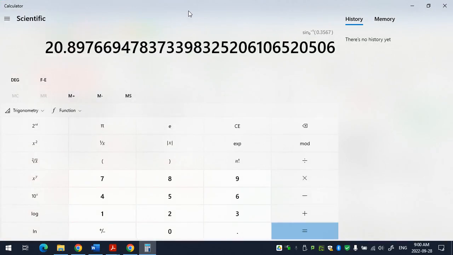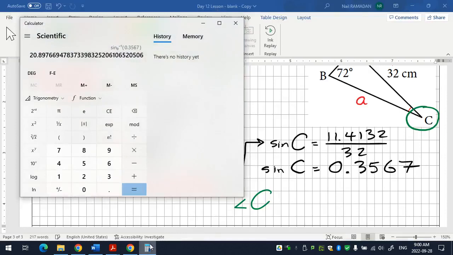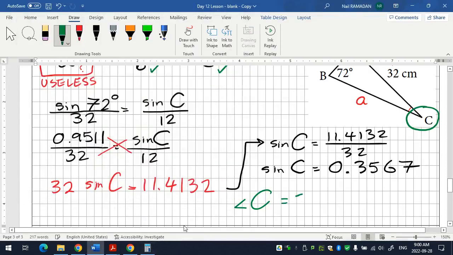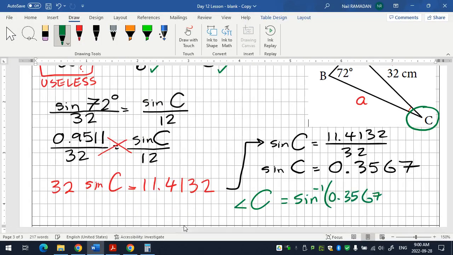I have yet to see a teacher who asks you to do decimals in angles. Nope, it's always whole numbers. Sine inverse of this guy, 21 degrees. That's it. That's how we find it. So sorry, here or here? Like the last line? You have to, yeah.